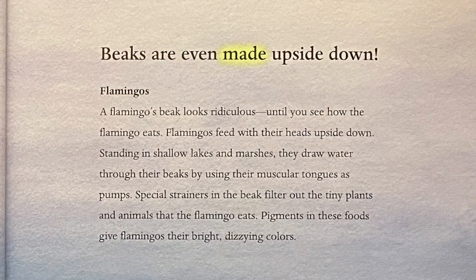Beaks are even made upside down. Flamingos. A flamingo's beak looks ridiculous until you see how the flamingo eats. Flamingos feed with their heads upside down. Standing in shallow lakes and marshes, they draw water through their beaks by using their muscular tongues as pumps. Special strainers in the beak filter out the tiny plants and animals that the flamingo eats. Pigments in these foods give flamingos their bright, dazzling colors.